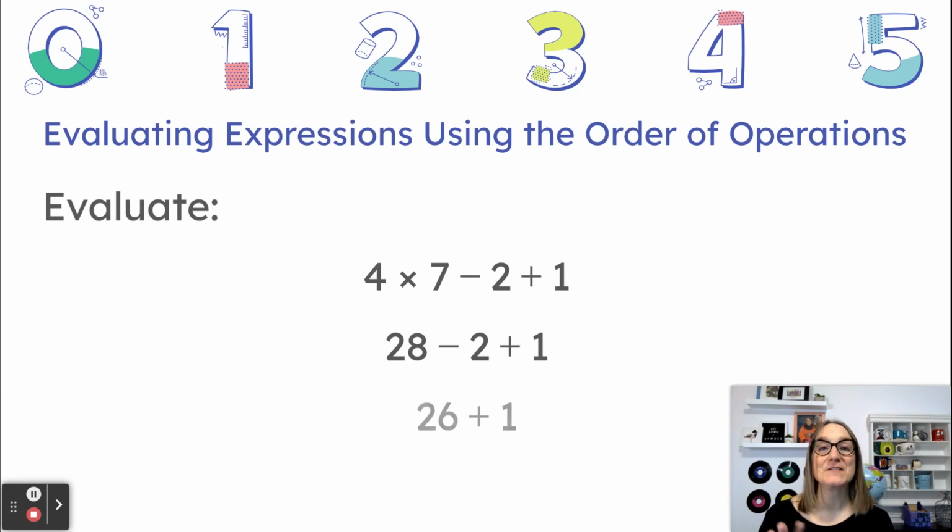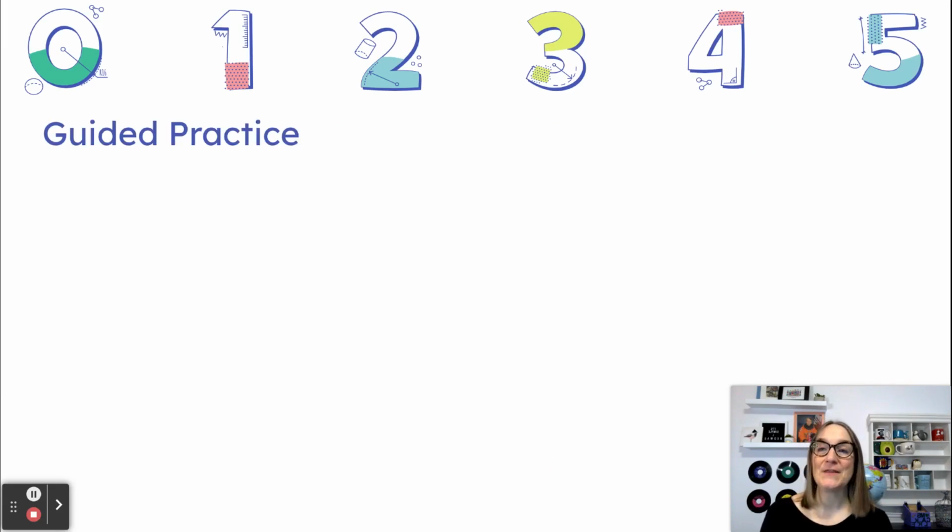Okay, that leaves us with an even simpler form of the expression, 26 plus 1. Now, we can continue to evaluate the expression by writing the value just below, like this, 27. Or we can write it as an equation, like this, 26 plus 1 equals 27. It usually is more common, though, to just write the value of the expression like this, but neither one is wrong. Both are valid. Let's practice another one together.